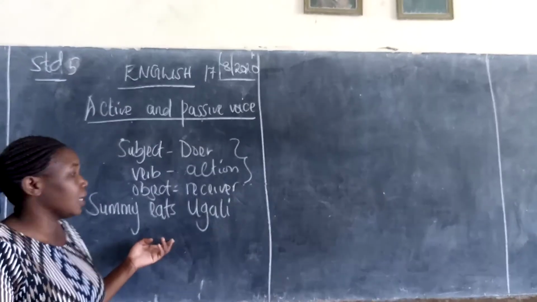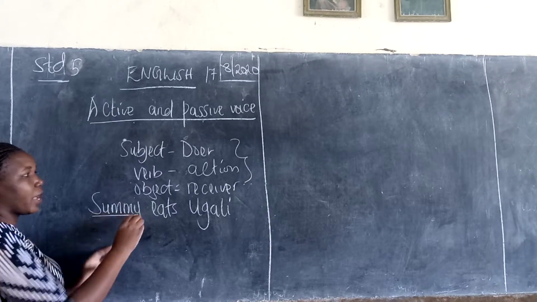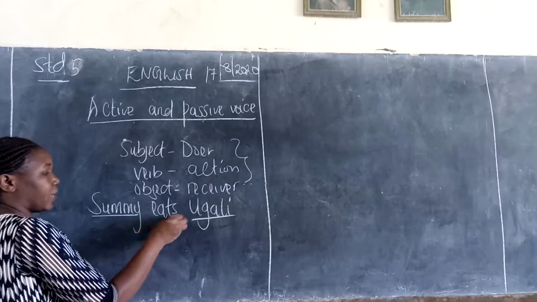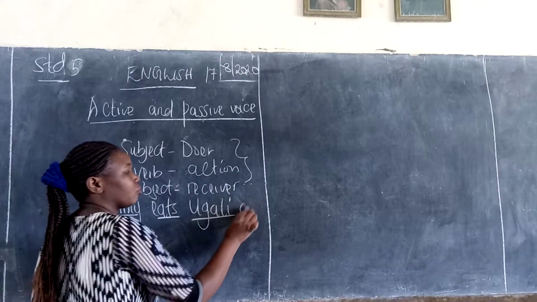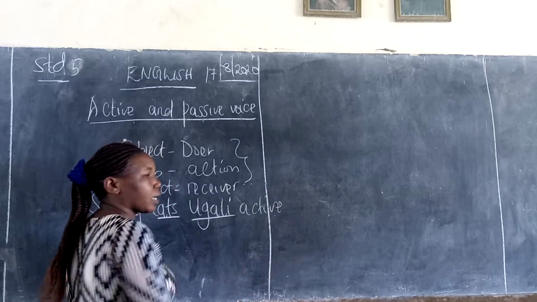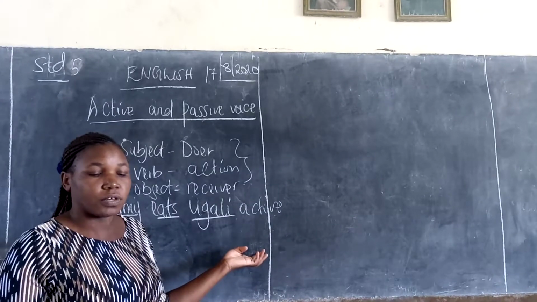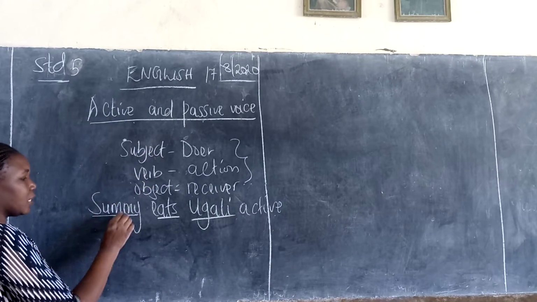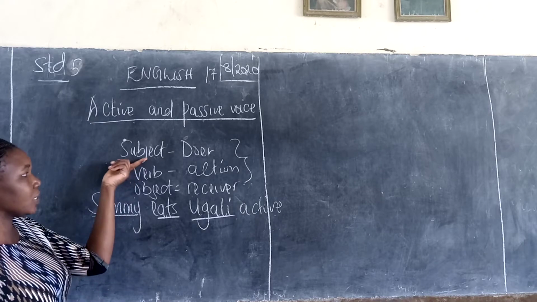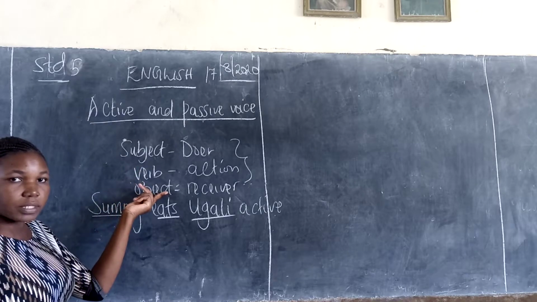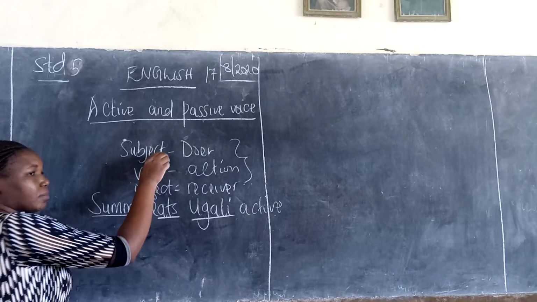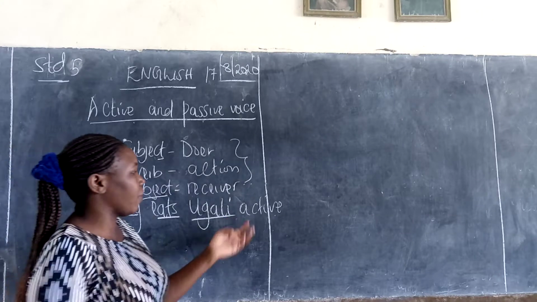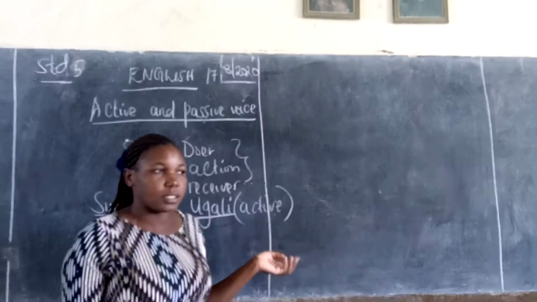This is our sentence, and I said when you find a sentence where we have a subject, a verb, and an object, the three of them make our sentence active. The sentence is in active voice. Active is whereby we start the sentence with the subject. Our sentence always starts with the subject, then ends with an object. We say that this sentence is in active form.